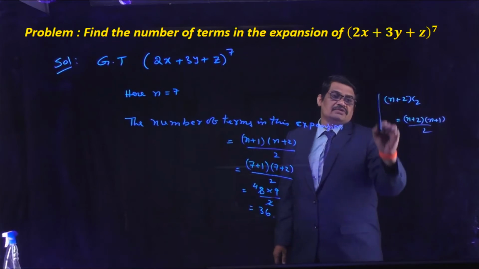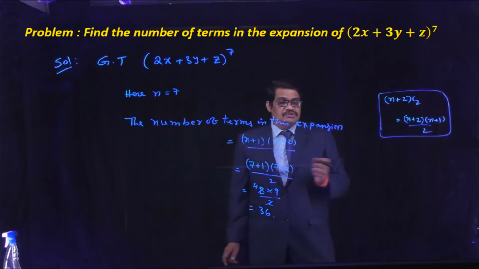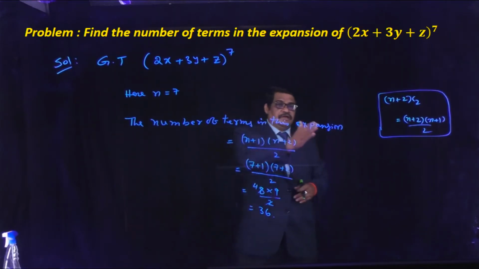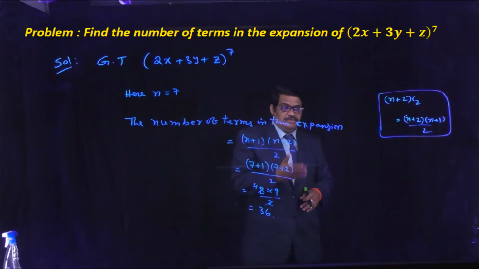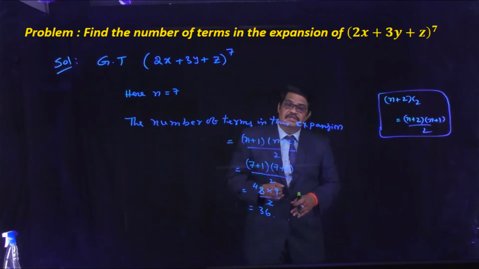So we are also remembering this (n+2)C2. The number of terms in the trinomial expansion is denoted by (n+2)C2, that is (n+2)(n+1)/2. So this is the formula for finding the number of terms in the trinomial expansion.